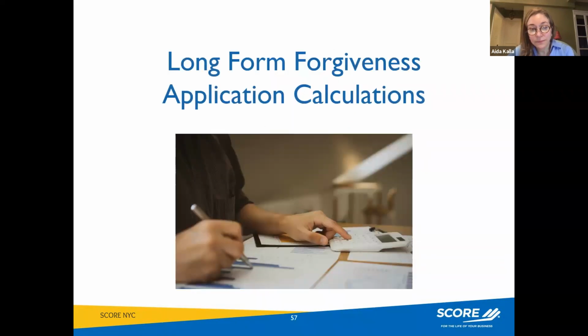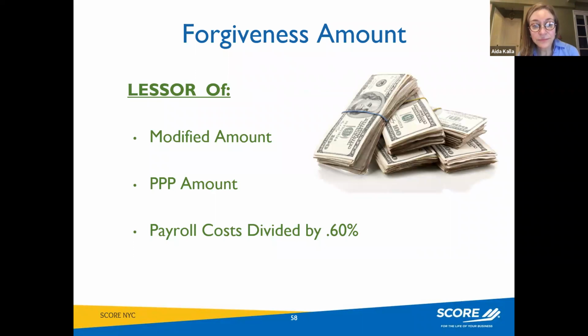Thanks. Okay. So coming to the long form forgiveness application calculations, here we go. So what is the forgiveness amount? Everybody keeps obviously talking about forgiveness. What is the amount? It is the lesser of a modified amount, a PPP amount, or the payroll cost divided by 0.60. Now, the second two don't need explaining, but the first one does, which takes us to what is a modified amount.